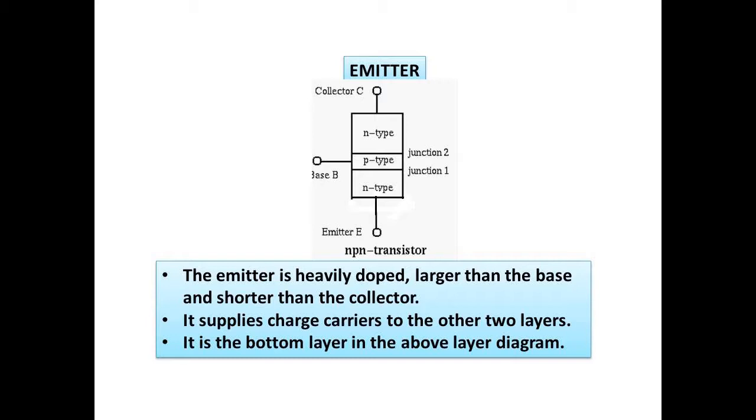Emitter. The emitter is heavily doped, larger than the base and shorter than the collector. It supplies charge carriers to the other two layers. It is the bottom layer in the above layer diagram.